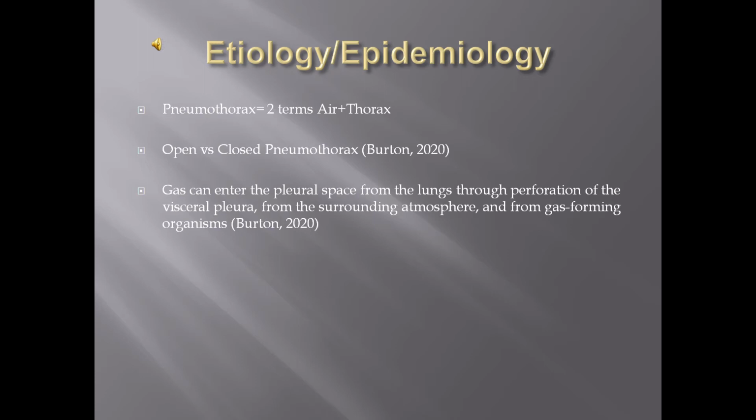Well, how does gas enter the thorax? Well, gas can enter the pleural space from the lungs through perforation of the visceral pleura, from the surrounding atmosphere, and from gas-forming organisms. Once this happens, they can be further classified into the other classifications we talked about earlier: traumatic, spontaneous, or iatrogenic.